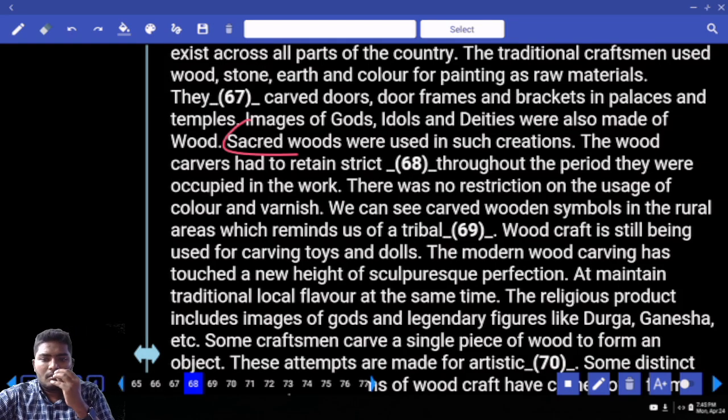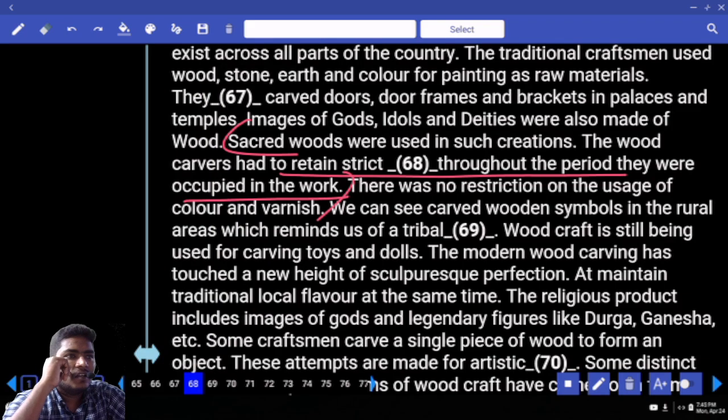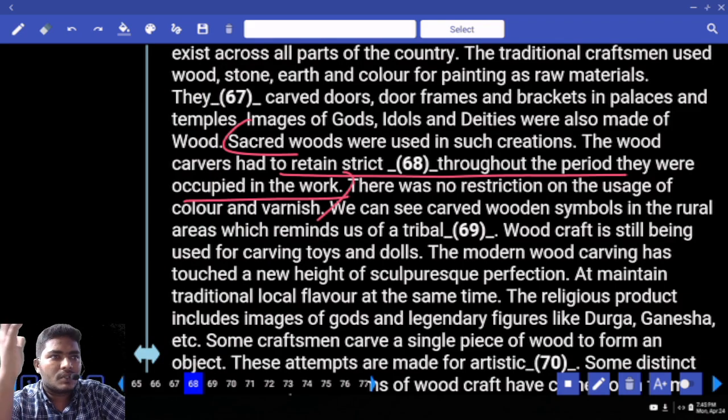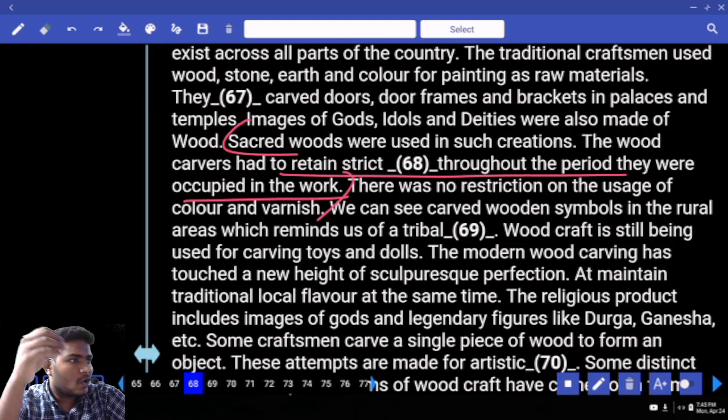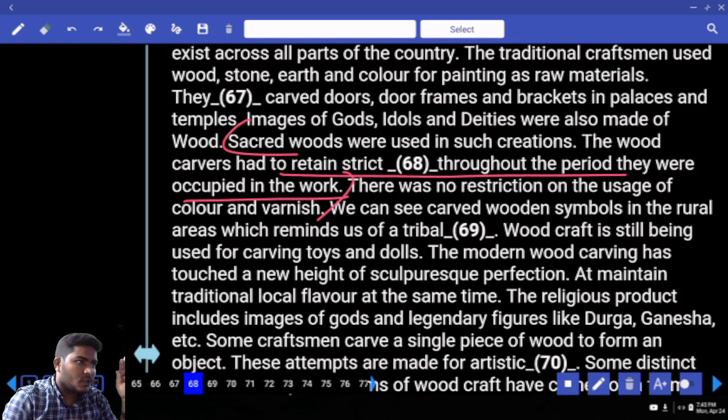Sacred woods were used in such creations. The wood carvers had to retain strict austerity throughout the period they were occupied in the work. Now, do you know some people also carve the wooden structures of gods, and also chisel the structures of gods on the rocks? Do you know all this? When people do that, they are very strict in the terms that they use, since they are carving the idol of the god, even on wood or chiseling on rock.